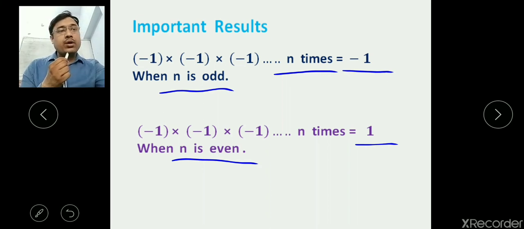So based on that, now you can complete exercise 1b of your RS Agrawal book easily.